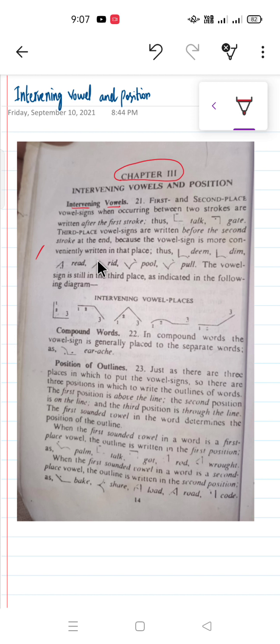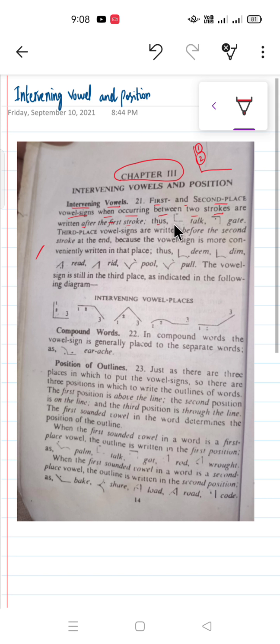In the same manner, here in shorthand we have the intervening concept, which tells us that first and second place vowel signs occurring between two strokes. There may be two strokes like this stroke and this stroke. For example, the first and second place vowel signs when occurring between two strokes are written after the first stroke. After P, if the first place vowel is coming, that should be written here. Got it? You know already. If the second place vowel is coming, that should be written in the middle, in the second place. Following side I am talking about.